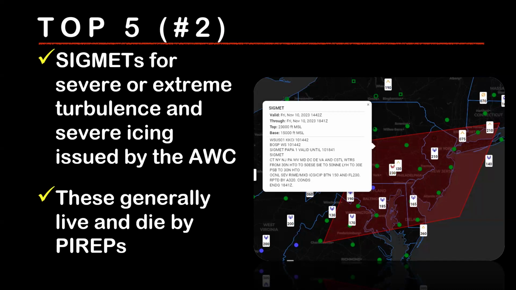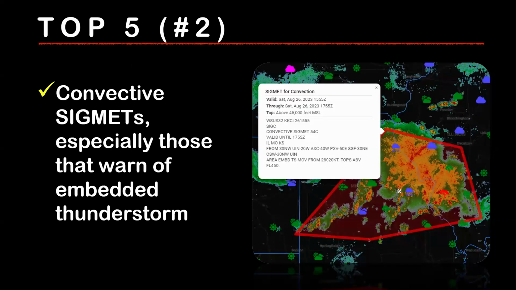Even though it's considered a forecast and is valid for 4 hours in most cases, these really don't start to be issued until pilots report those conditions. Again, convective SIGMETs are the same kind of thing. They tell you about where there's actual convection that meets certain criteria. So this is not a forecast of what's going to happen in the next 2 to 3 hours. This is telling you what's happening right now.